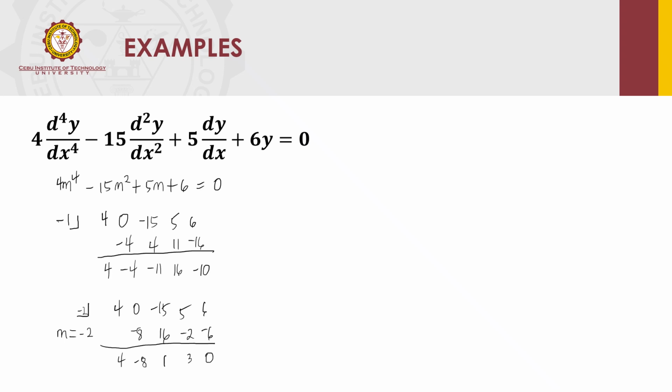So the first m value is negative 2. You can continue. Okay, or if your calculator can already solve a cubic equation, then you can use your calculator. Or if we continue, we can put another row here. Since the space is not enough, just transfer the results here.